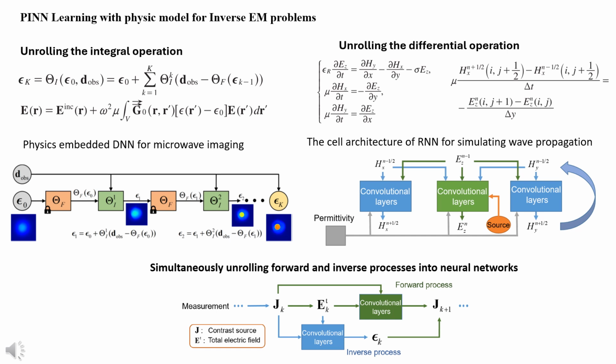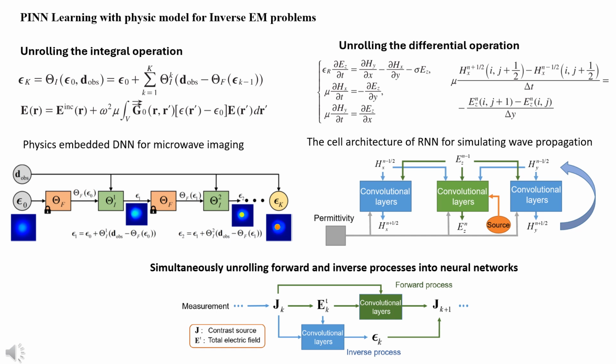The recurrent neural network, RNN, uses these differential equations to calculate the fields at each time step, employing finite differences to approximate the partial derivatives, which ensures that the evolving wavefronts and field interactions are accurately simulated.